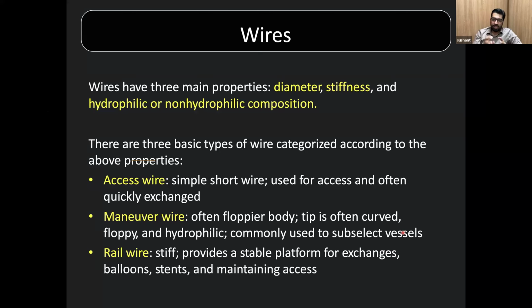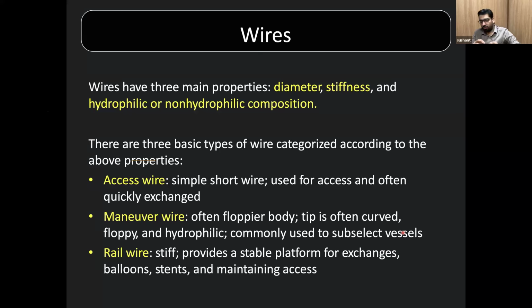A maneuver wire is a very soft wire which is advanced from the catheter to hook our target vessels, to go into the celiac axis, to the SMA or its further branches, or even the carotids or intracranial vessels. We use a maneuver wire to guide our catheters, and these are very floppy. These are very soft.